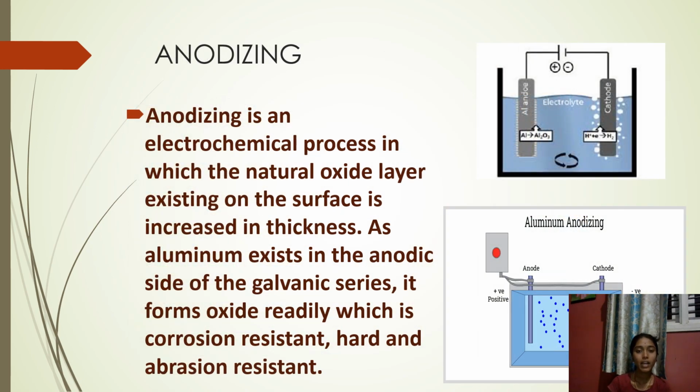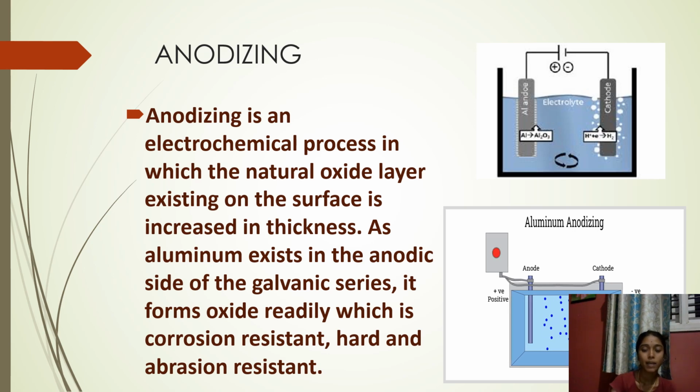Let us discuss anodizing. Firstly, let us know what is anodizing. Anodizing is an electrochemical process in which the natural oxide layer existing on the surface is increased in thickness. As aluminium exists in the anodic side of the galvanic series, it forms oxide readily, which is corrosion resistant, hard, and abrasion resistant. In a simpler way, anodizing can be defined as the process of artificially increasing the thickness of the oxide layer on passive metals in an acid medium.